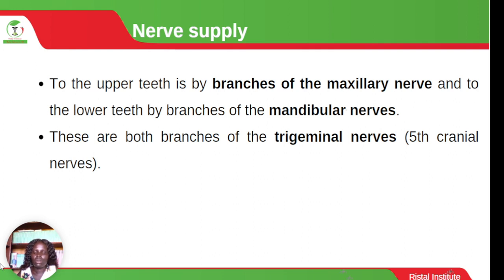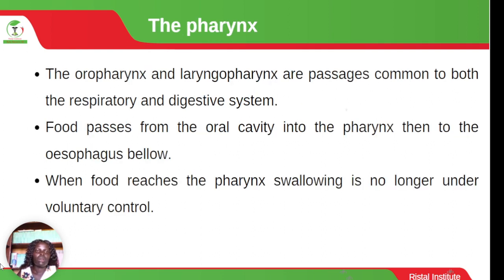These are both branches of the trigeminal nerves, which are the fifth cranial nerves. Let's look at the pharynx. The oropharynx and the laryngopharynx are passages common to both the respiratory and digestive systems. Food passes from the oral cavity into the pharynx, then to the esophagus below. When food reaches the pharynx, swallowing is no longer under voluntary control. It now moves on its own.